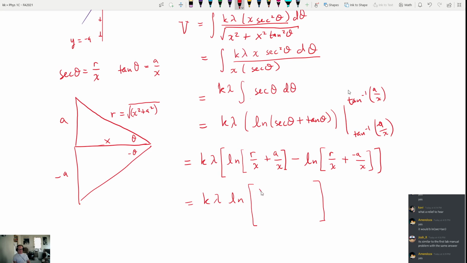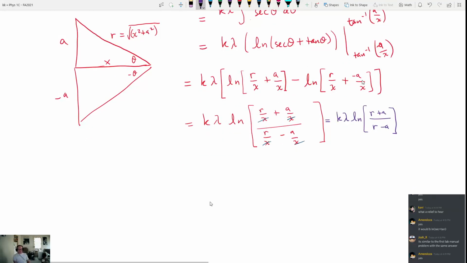I think you're going to get, I'll put the step in here, r over x plus a over x divided by r over x minus a over x. So all the x's cancel, right? So we end up getting that. I think that's the right answer, actually.